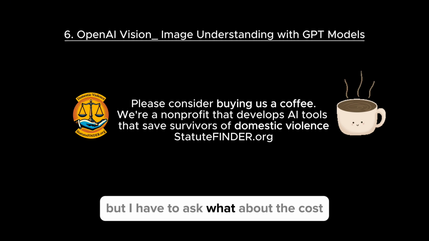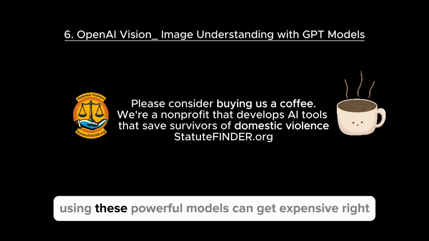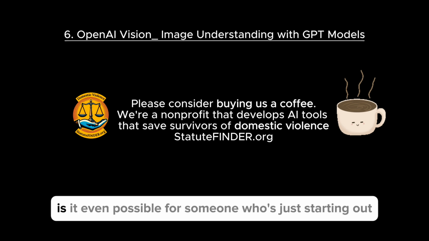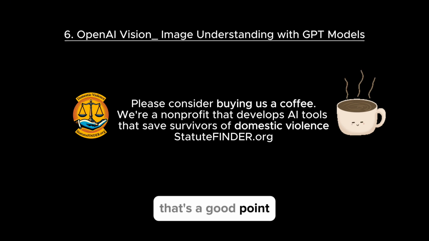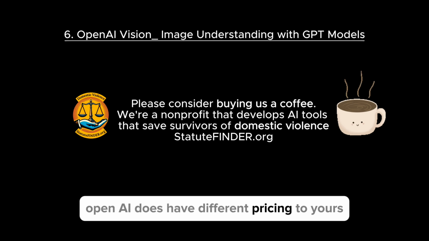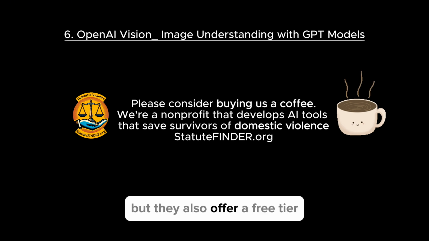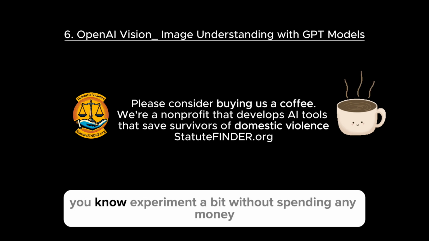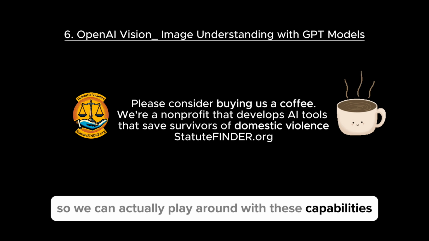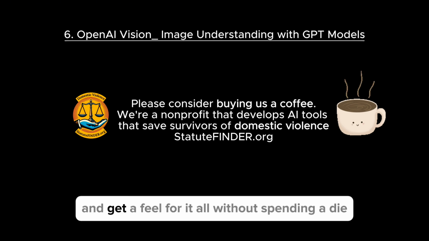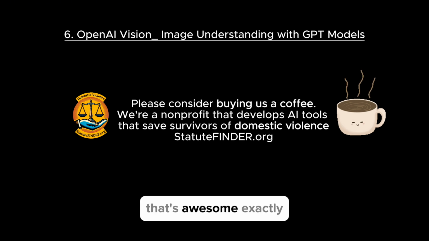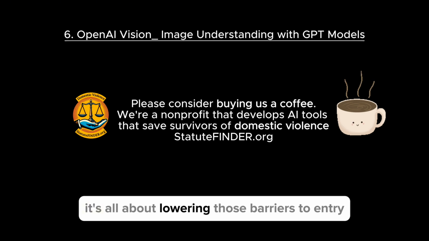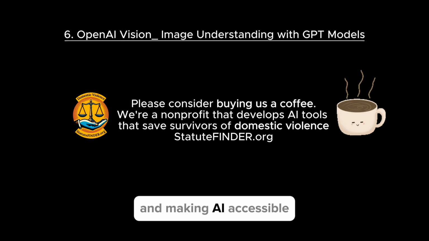But I have to ask, what about the cost? Using these powerful models can get expensive, right? Is it even possible for someone who's just starting out, maybe doesn't have a huge budget? That's a good point. OpenAI does have different pricing tiers, but they also offer a free tier. That gives you enough credits to get started. Experiment a bit without spending any money. So we can actually play around with these capabilities, build some basic applications, and get a feel for it, all without spending a dime. That's awesome. Exactly. It's all about lowering those barriers to entry and making AI accessible.